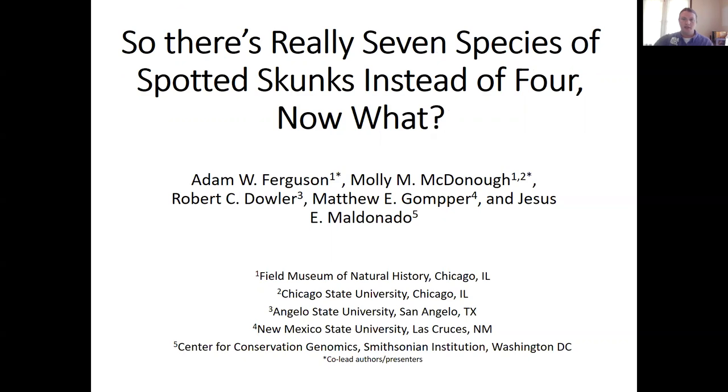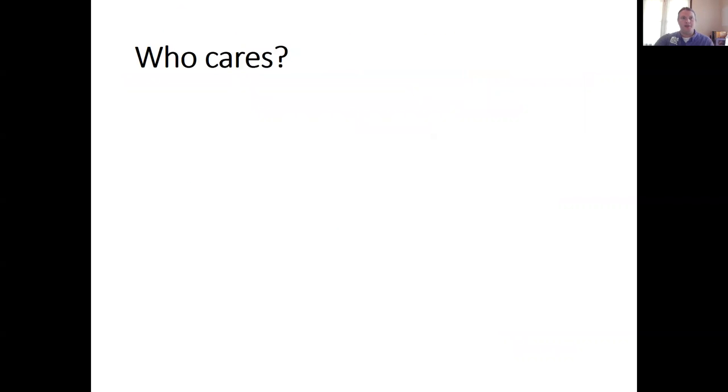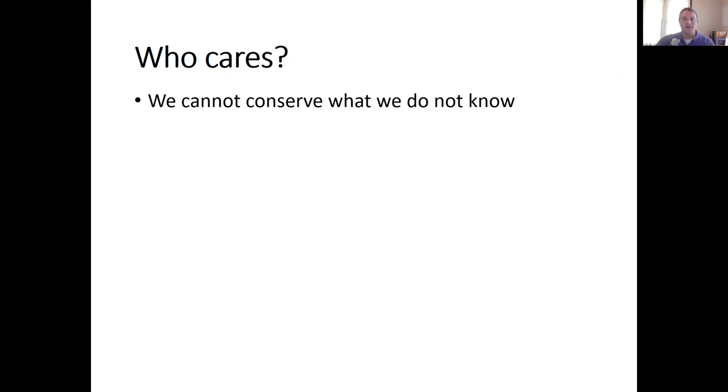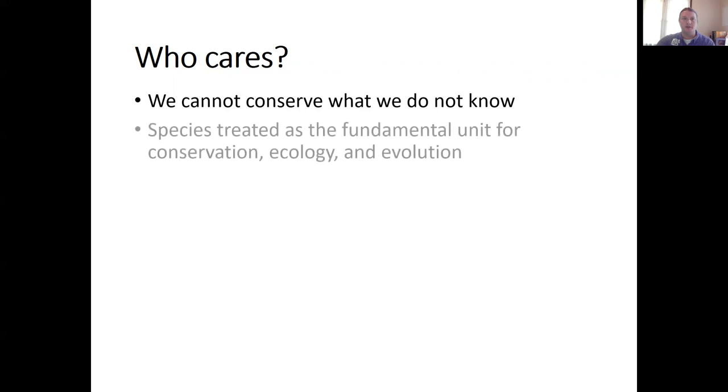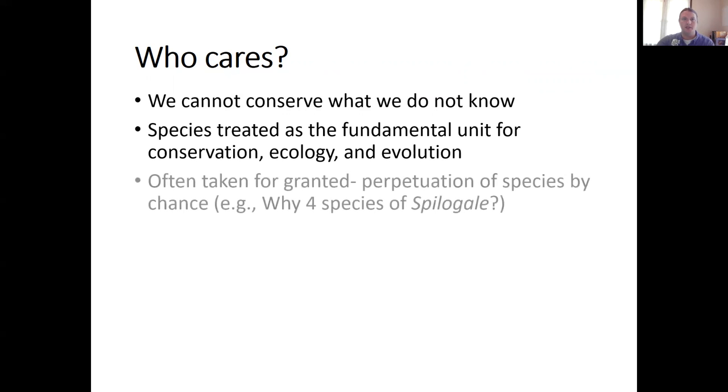Now what? Following along those lines, who cares, besides those of us in this group, about the number of species of spotted skunks that are out there? First and foremost, we cannot conserve what we do not know. We must know the species out there in order to conserve and protect them and understand their evolution. Species are treated as the fundamental unit for conservation, ecology, and evolution, and they're often taken for granted.